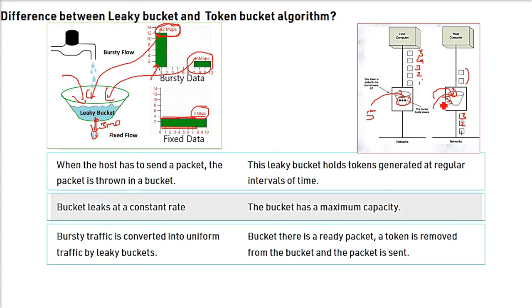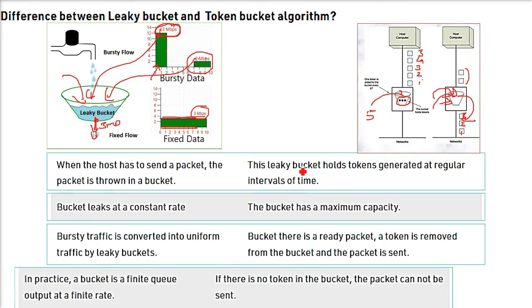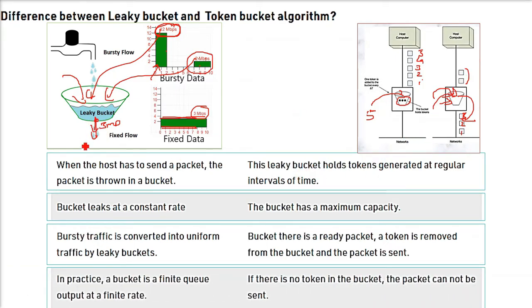In the token bucket, when there is a ready packet, a token is removed from the bucket and then the packet is sent. So whichever is the latest will hold the token and come out. What happens in practice is that the bucket is just a queue. It is a finite queue with output at a finite rate. So first in, first out.